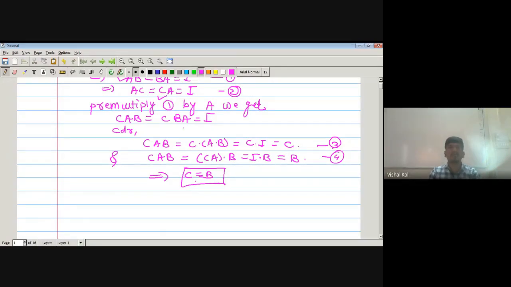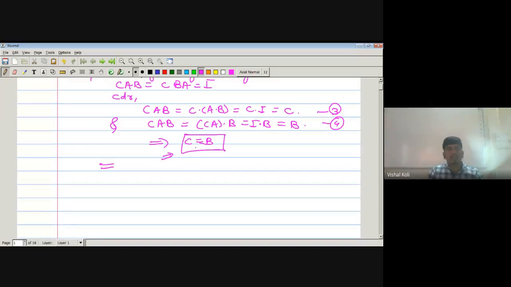Since here we have taken two different inverses, but after solving some steps we get B equal to C, from that we say that the inverse of a matrix is always unique.